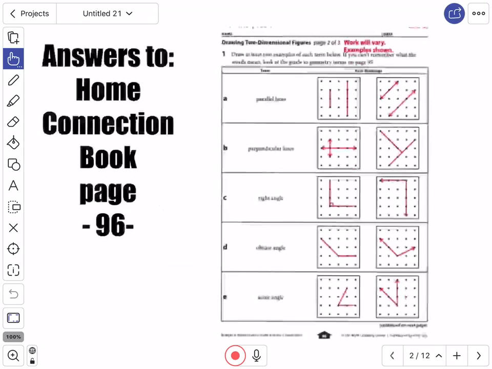So for A, here are 2 possible examples of parallel lines. Remember that they are never going to meet. They are always equidistant from each other. For B, you have perpendicular lines. Whenever they intersect or meet, they form right angles. So there's 2 examples of those.